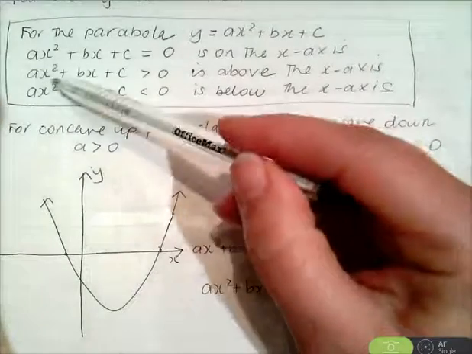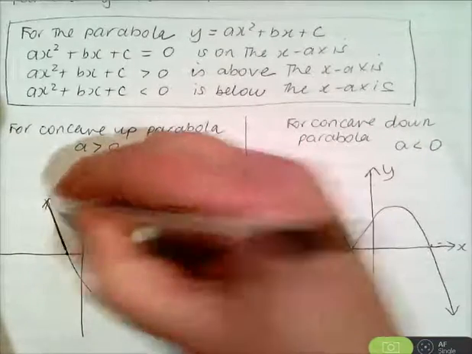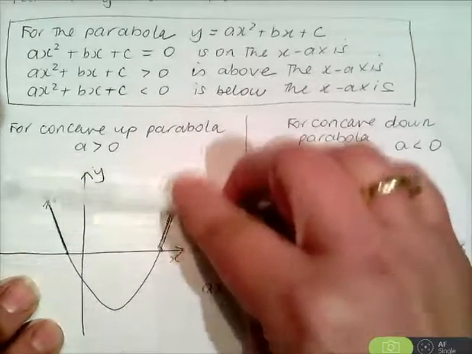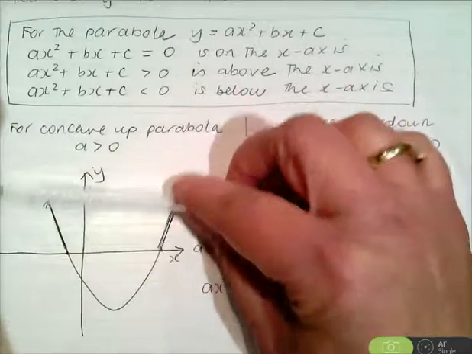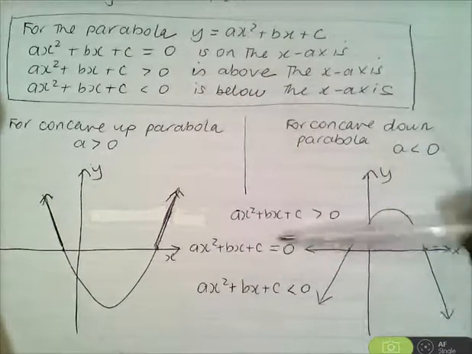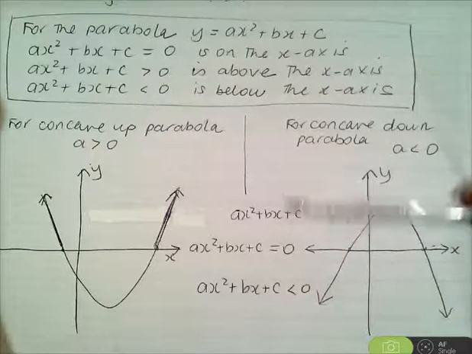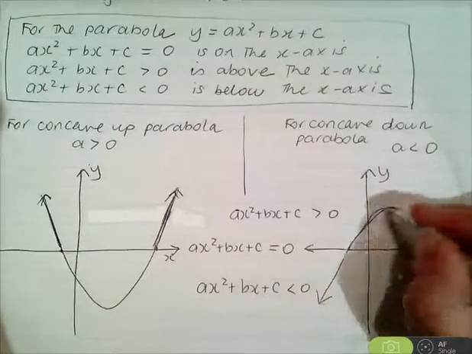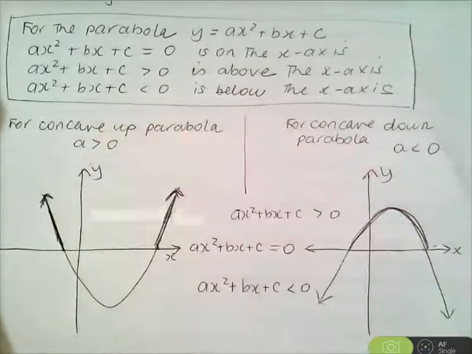Okay? Now, for the concave up parabola, these particular x values that relate to here is where the curve is above the x-axis. So this is where the parabola is positive, where the y values will be positive. And for this concave down parabola, this is where the parabola will be greater than 0, with positive y values up here. So these were all greater than 0 values up there, and here as well, greater than 0 values there.